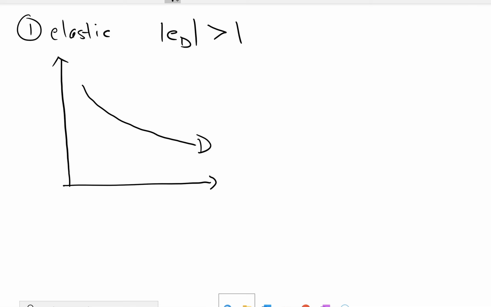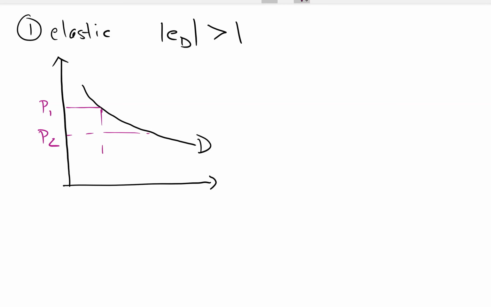And elastic demand is when the absolute value, so when we take off the negative sign, the absolute value of the elasticity is going to be greater than 1. So what that means is if you have a 1% change in price, then the change in quantity is bigger than that, okay? Bigger than 1%. So let's suppose we go from P1 here to, let's say, P2 here, okay?